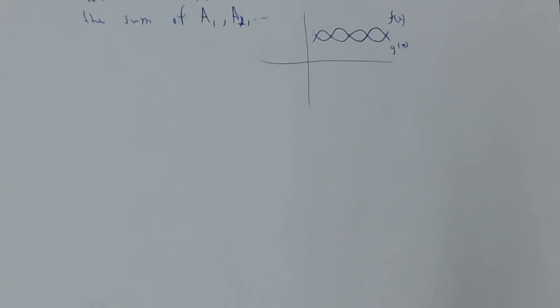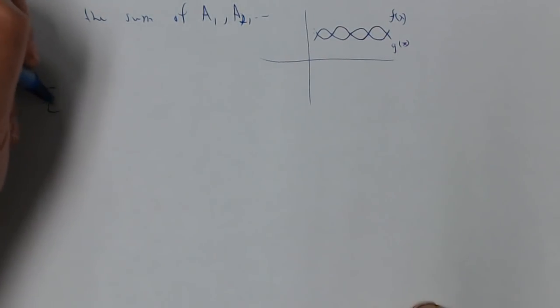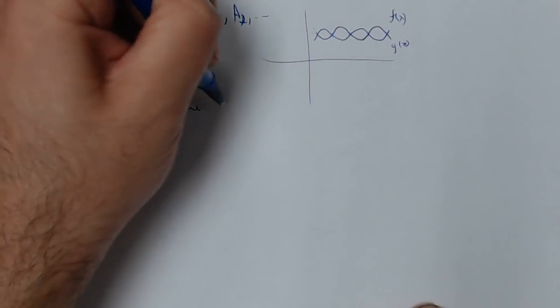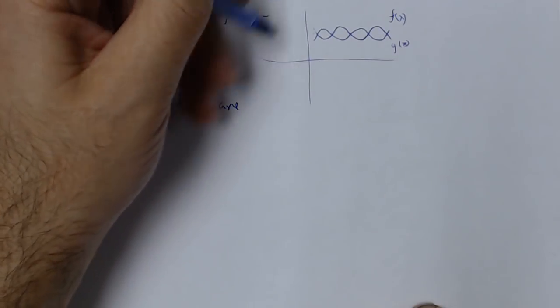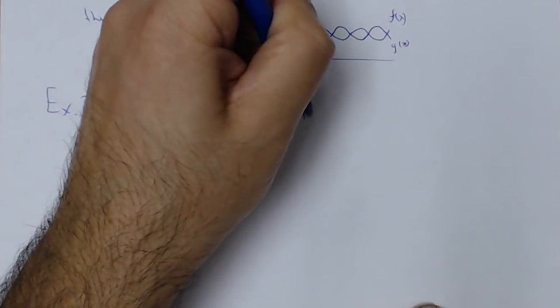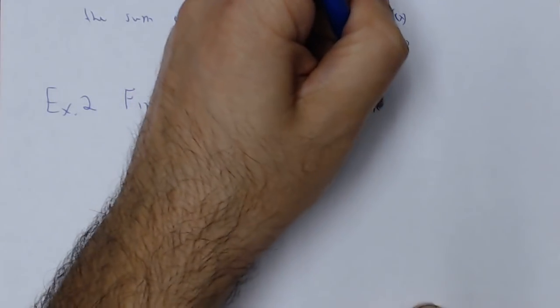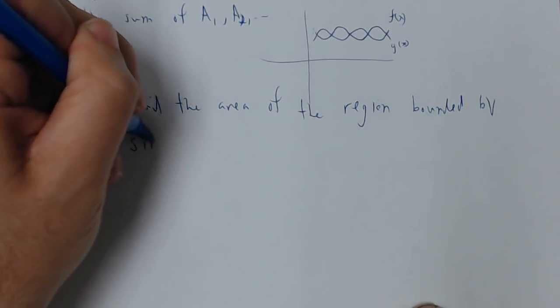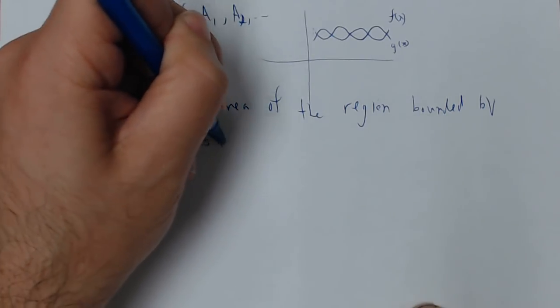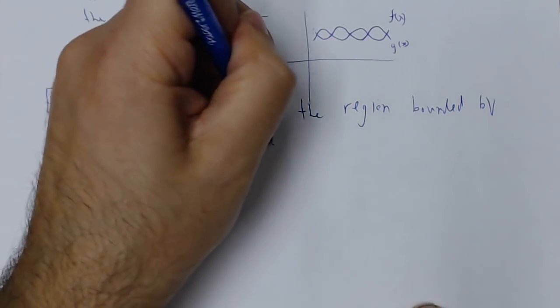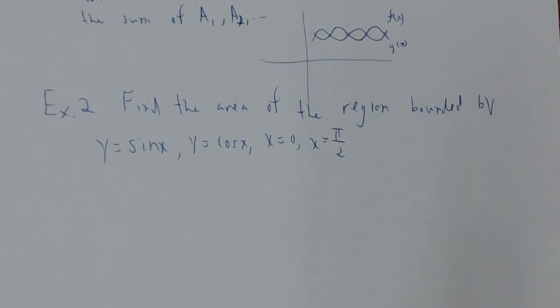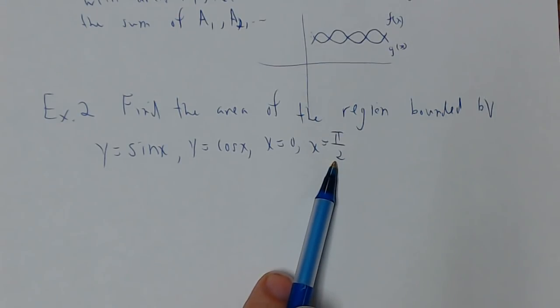Okay, so let's look at a second example where that will be the case, and then that should wrap up this section. So we'll say find the area of the region bounded by y equals sine of x, y equals cosine of x, x equals 0, and x equals pi over 2. So what you notice is here our lower and upper limits have been provided to us.